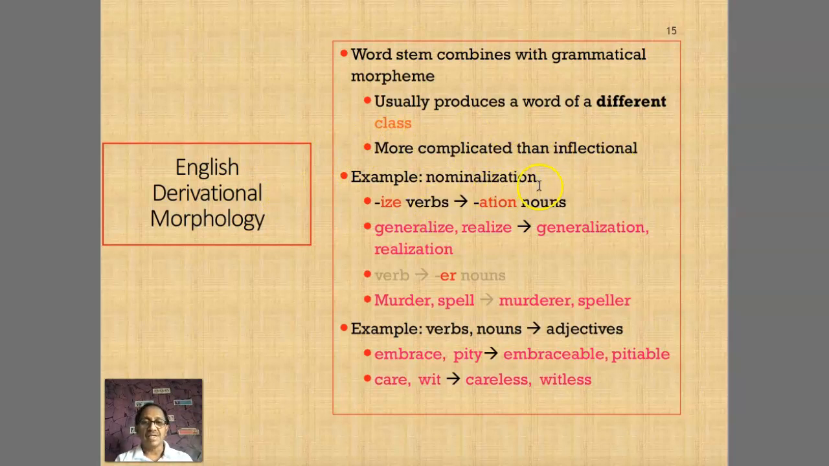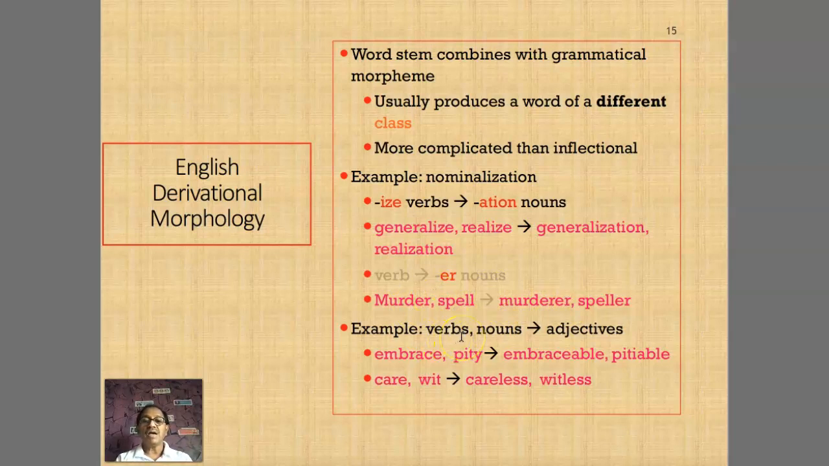Let's take another example here. Nominalization. That means you form a noun. Take verbs which end in ize, then you add ation to make them nouns. Generalize becomes generalization, realize becomes realization, right? Similarly, you have verbs, you add er to them, then it becomes a noun. So murder becomes murderer, spell becomes speller, teach becomes teacher. Okay, you can form nouns from verbs.